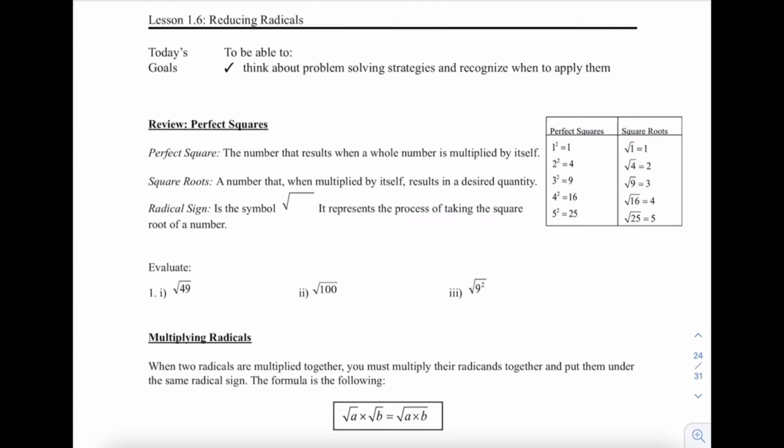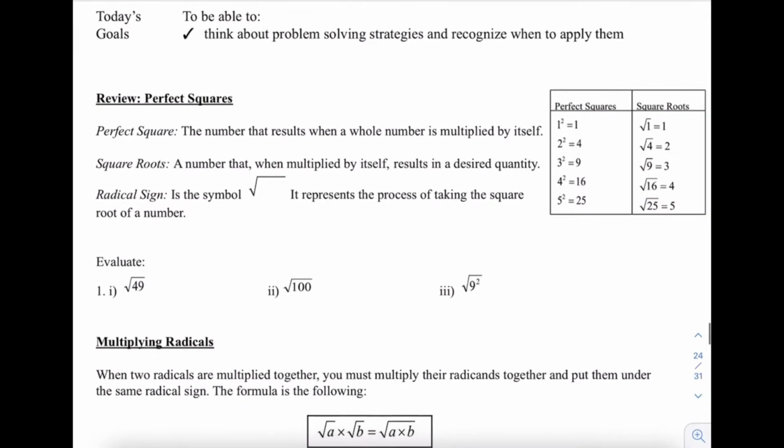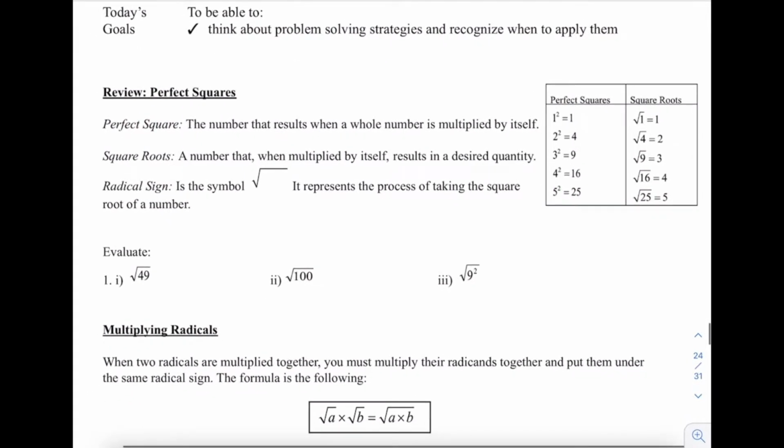Hi everyone, this is our last lesson on the unit and it's on reducing radicals. So before we get into radicals, we just want to do a quick review on what a perfect square is. Now if you recall, a perfect square is a number that results when a whole number is multiplied by itself.